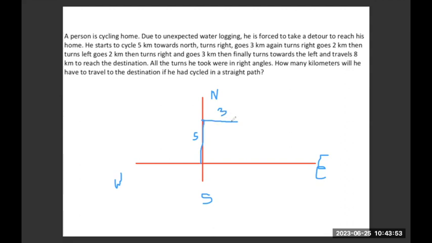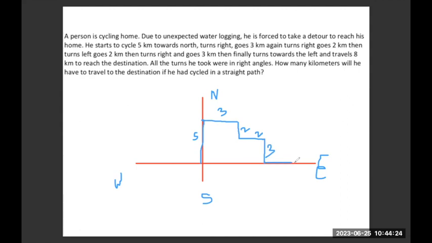Then he again turns right and goes 2 kilometers. He goes 2 kilometers down. This is 2. Then turns left and goes 2 kilometers. This is left, and then he again goes 2 kilometers. Then turns right and goes 3 kilometers. Here he turns right and then goes 3 kilometers. Then finally turns left and travels 8 kilometers straight to the destination.